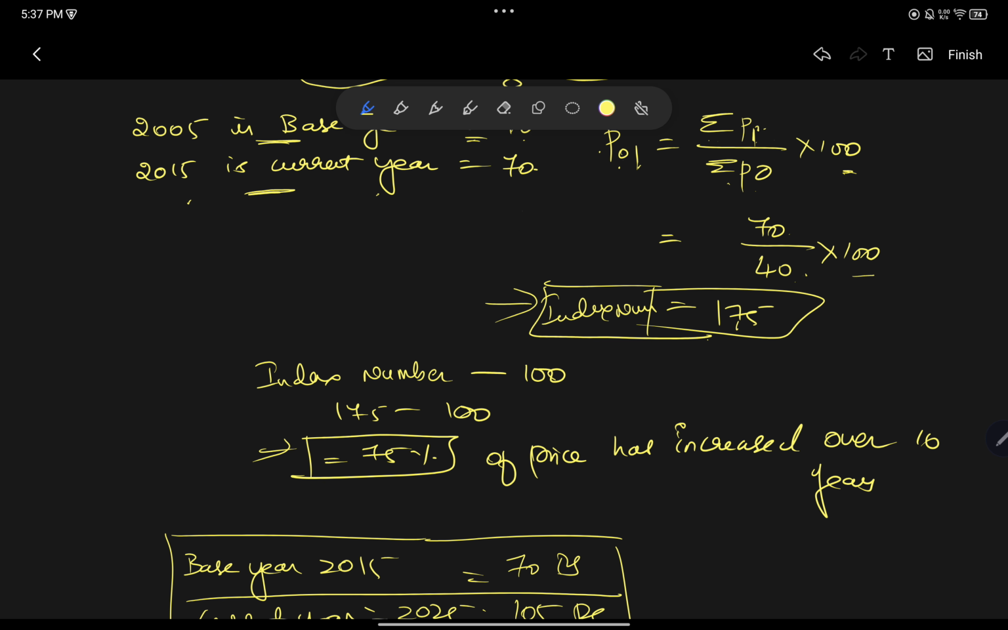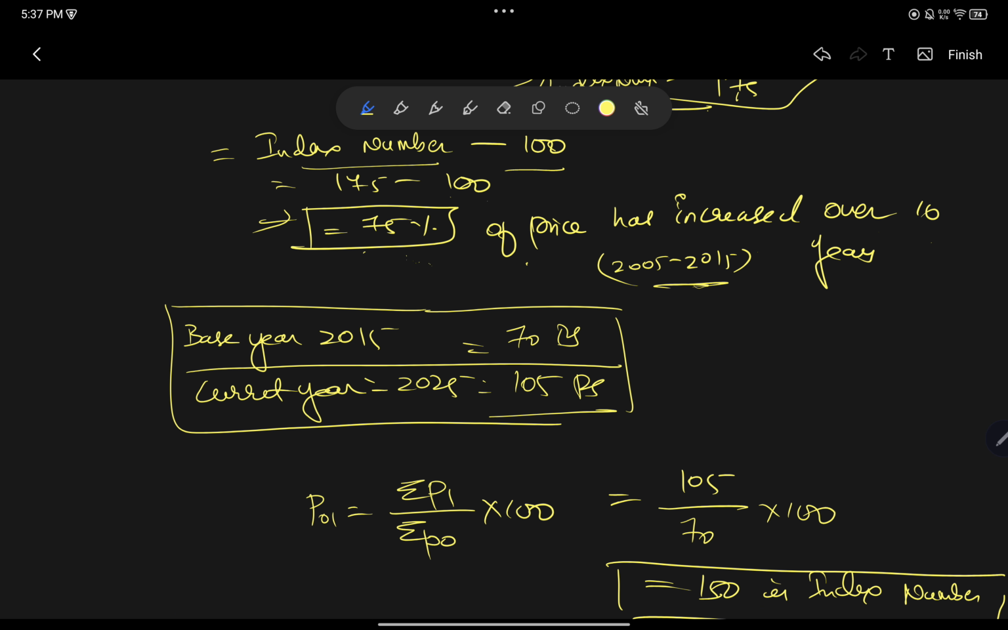As I have already said, 100 is considered as a base number. So whatever index number we have got, we need to deduct 100 from that. 175 minus 100 is 75. That means 75 percent of price has increased over 10 years, from 2005 to 2015. In those 10 years, the price has increased by 75%.